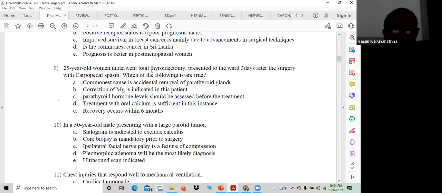Then, question number 9. A 25-year-old woman underwent total thyroidectomy and presented to the ward 3 days after the surgery with carpopedal spasms.